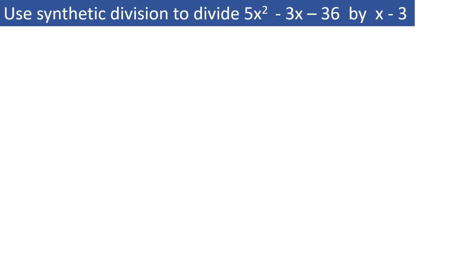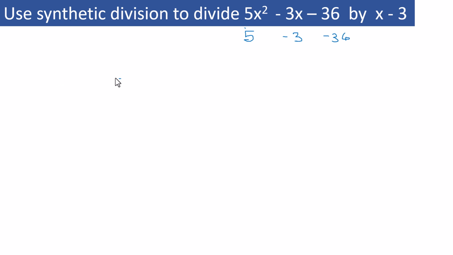All right, so let's try another one. We're going to use synthetic division to divide 5x squared. So let me bring down that 5 here. And then the negative 3, we're just going to take the coefficients. And then negative 36 is the constant. Let's see if we're missing any terms, because we do need to fill in. No, we don't need to fill in zeros with synthetic division. So I don't have to worry about that.